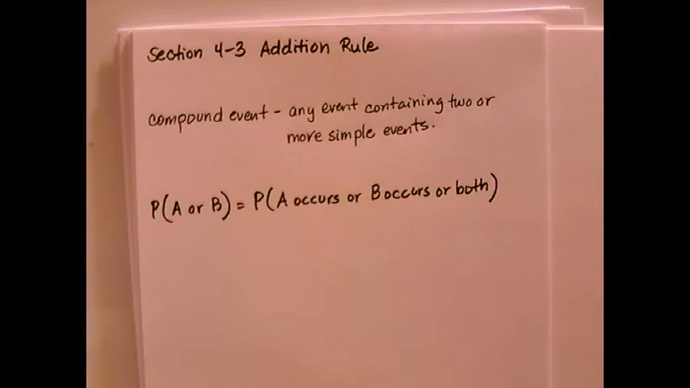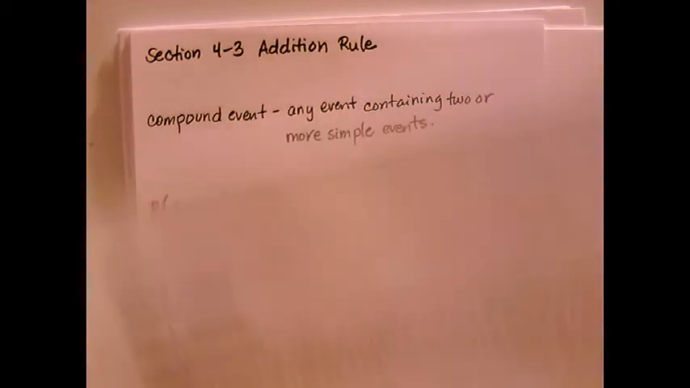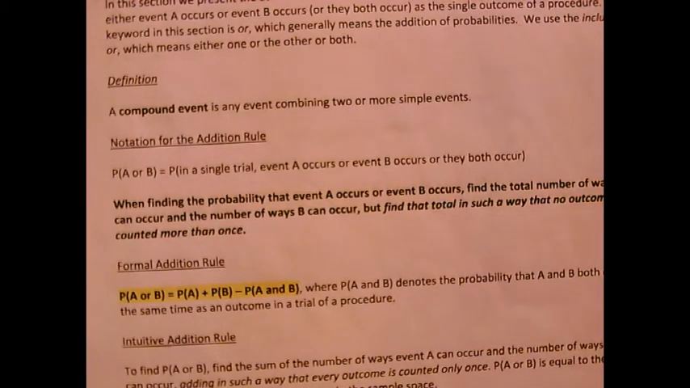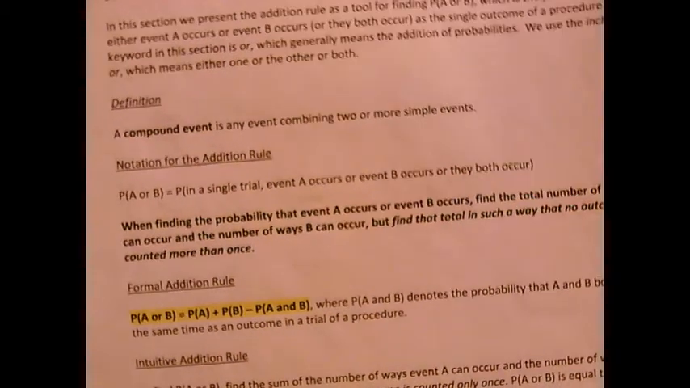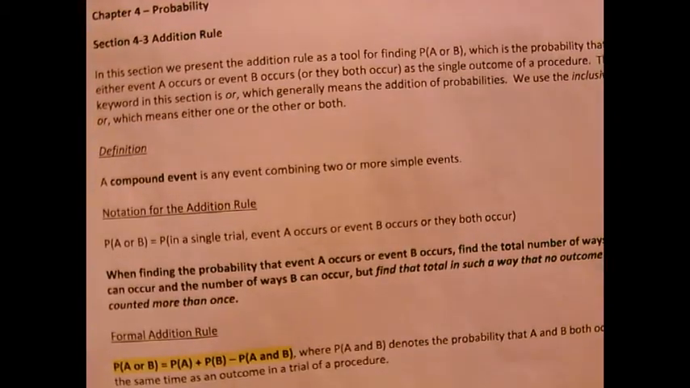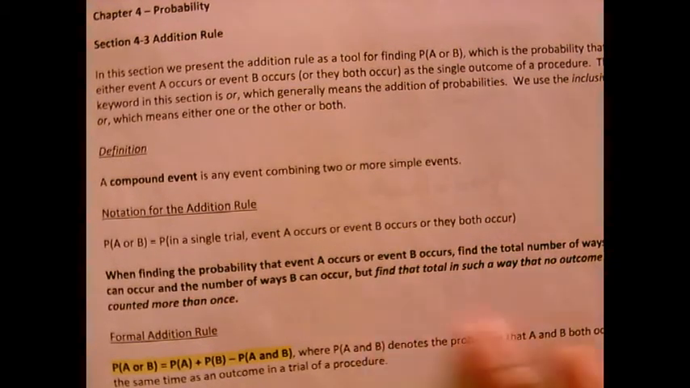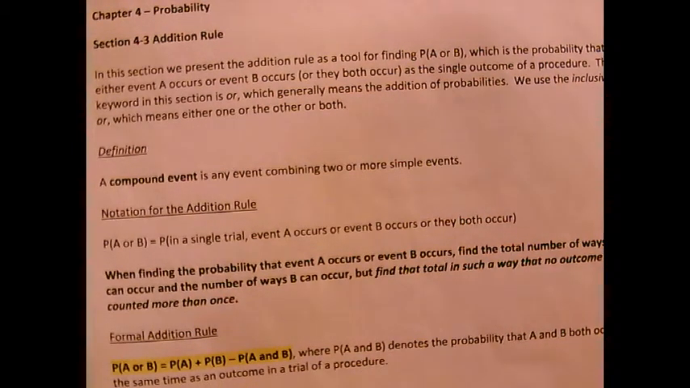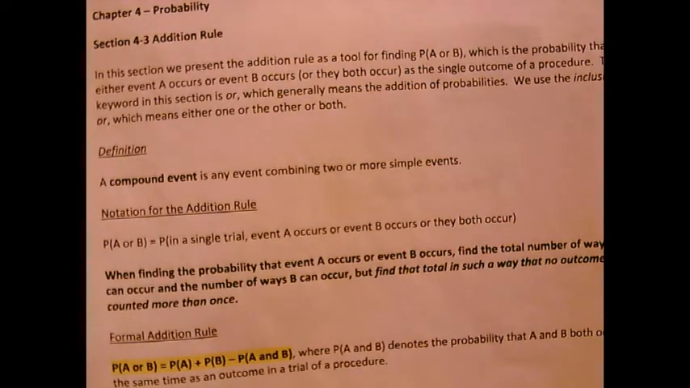Okay. So when we find the probability that event A occurs or event B occurs, we find the total number of ways that A can occur and the total number of ways that B can occur, but we find that total in such a way that no outcome is counted more than once. Here I'm just reading this very important rule, because you want to find the total number in a way such that no outcome is counted more than once.